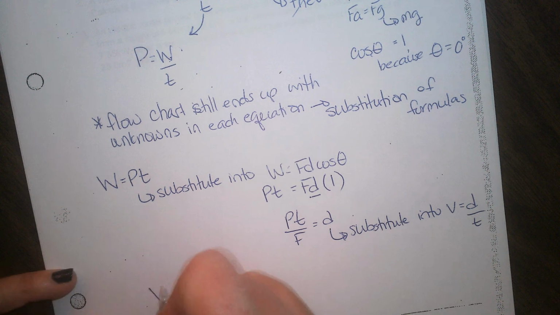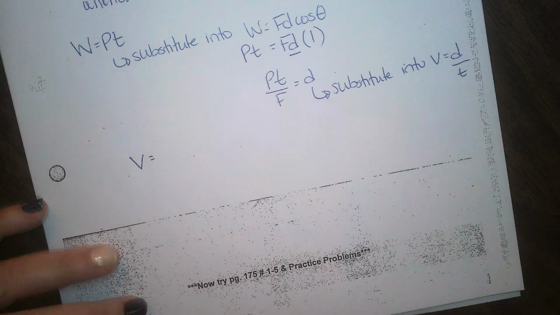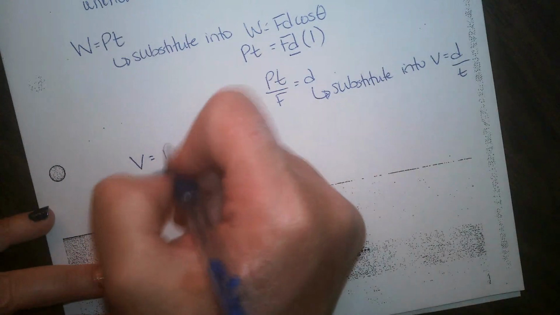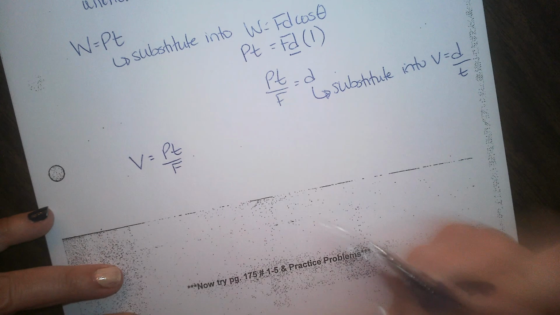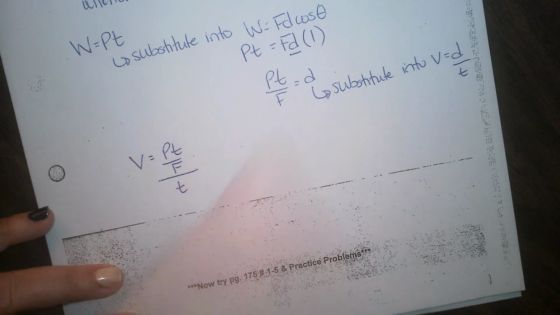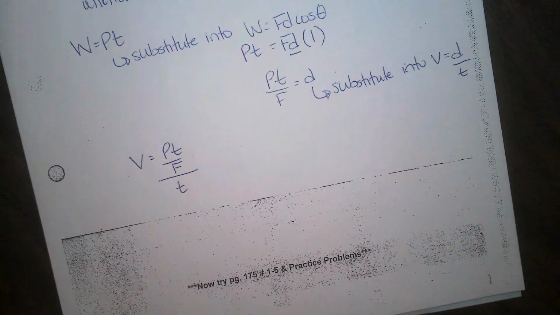So velocity then would be equal to, we said distance is equal to PT over F, divided by time. Do we have P in the question? Yes. Do we have time in the question? Okay. Do we have force? We can get it from mass times gravity.